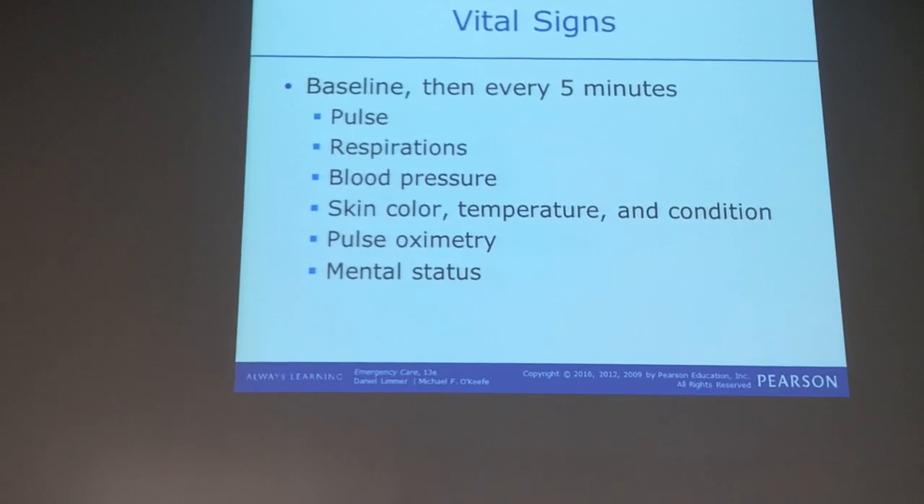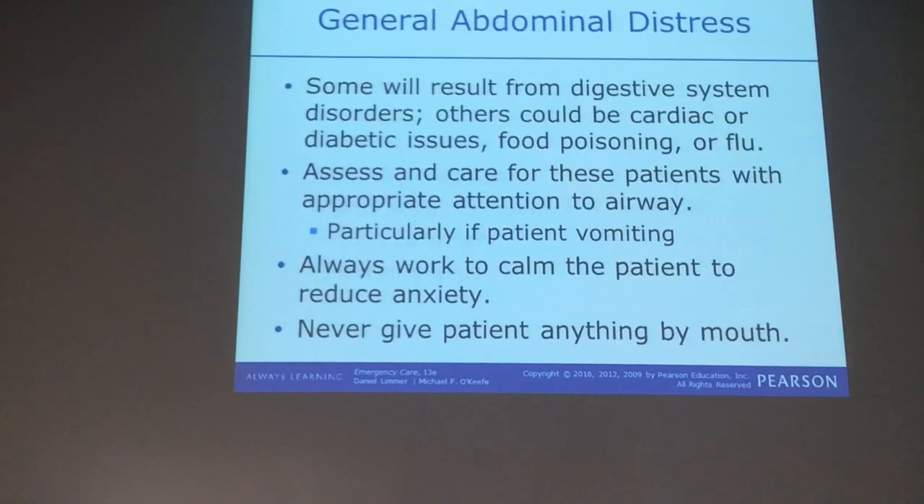We're going to do vital signs every 5 minutes. We're going to consider these patients critical since we don't know exactly what's going on, and we're going to hit all those things. General abdominal distress: some will result from digestive system disorders. Others could be cardiac or diabetic or even food poisoning or the flu, right? So we've got to check through all those things.